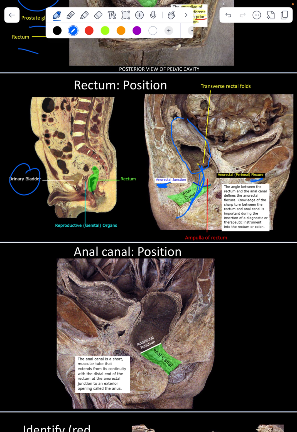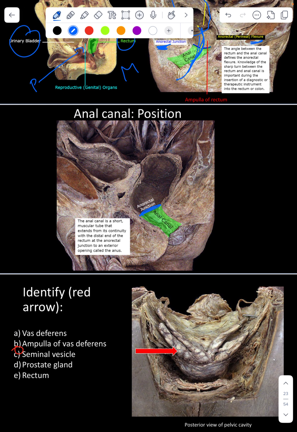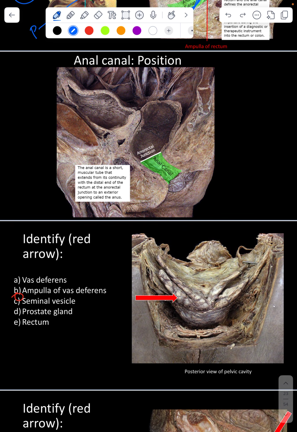So bladder, rectum. You can see there's no uterus here, and you can see a prostate right there. So this is obviously a male. I mean, you can see everything else, but so this is the anal rectal junction. So this is rectum, this is anus, where they join, anal rectal junction. The actual canal itself, anal canal.